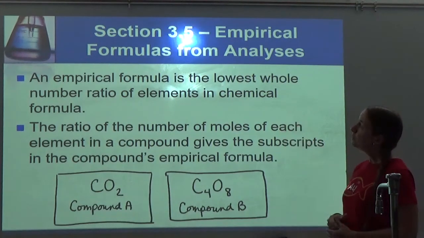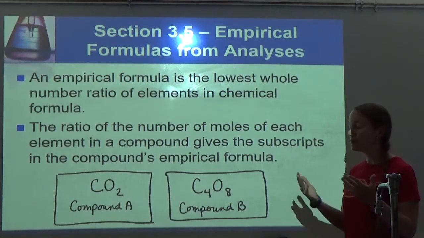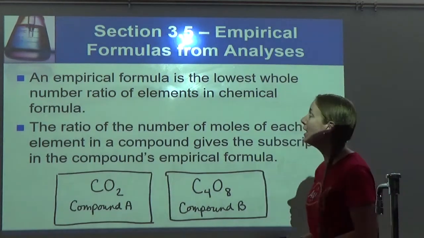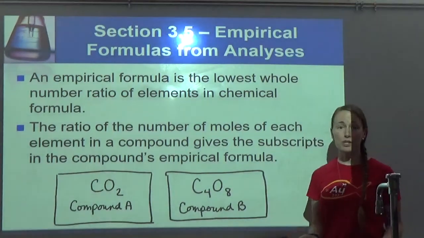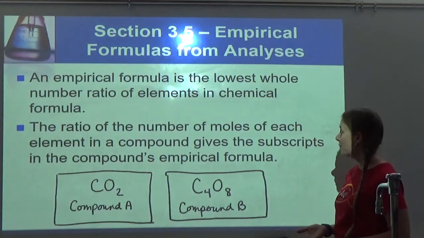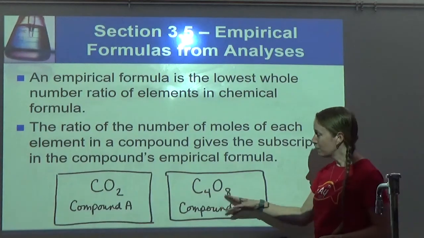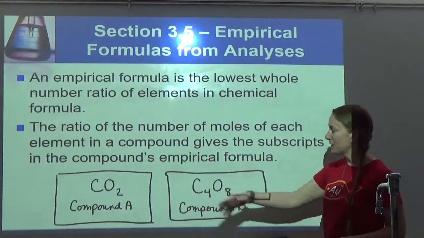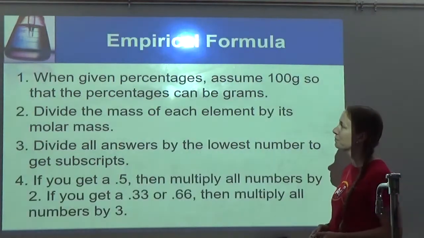So an empirical formula is the lowest whole number ratio of elements in a chemical formula. So molecular formula is the real formula that shows the actual number and types of atoms. The empirical formula has been reduced. The ratio of the number of moles of each element in a compound gives the subscripts in the compound's empirical formula. So C4H8 can be reduced to CH2. So that would be the empirical formula of C4H8.